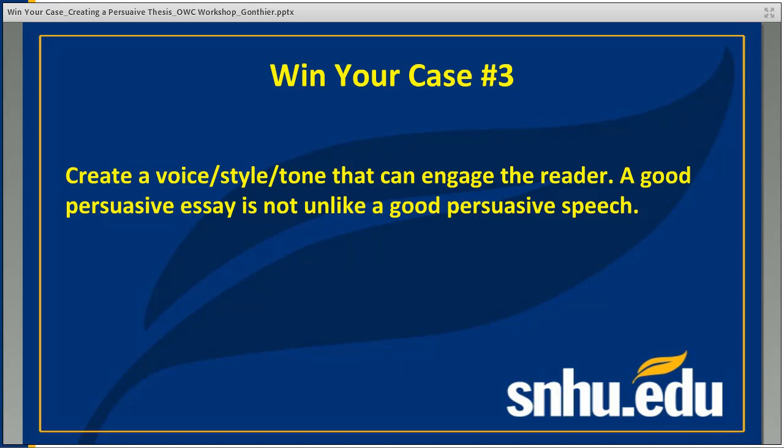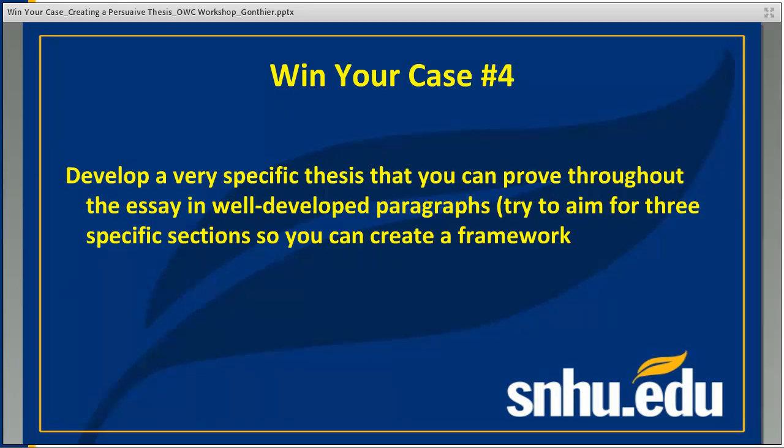Okay, so write it with the intention that it's meant to be said out loud. And this goes to your case number 4. Develop a very specific thesis that you can prove throughout the essay in well-developed paragraphs. Try to aim for 3 specific sections so you can create a framework. Okay, we've talked about that. We've already looked at an example.